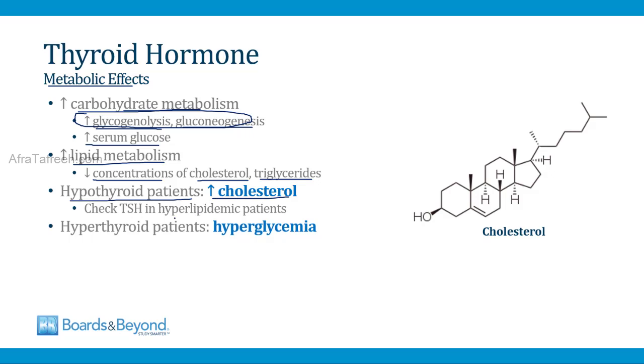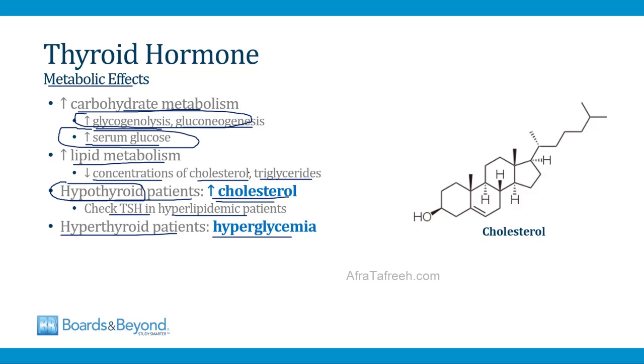So in any patient with a new diagnosis of hyperlipidemia, we often check the TSH, and that's because we want to exclude that the patient might have hypothyroidism causing their high serum cholesterol values. Also, because of these metabolic effects of thyroid hormones, when patients are hyperthyroid, they usually have hyperglycemia, and that's because of the raising of serum glucose caused by thyroid hormones.